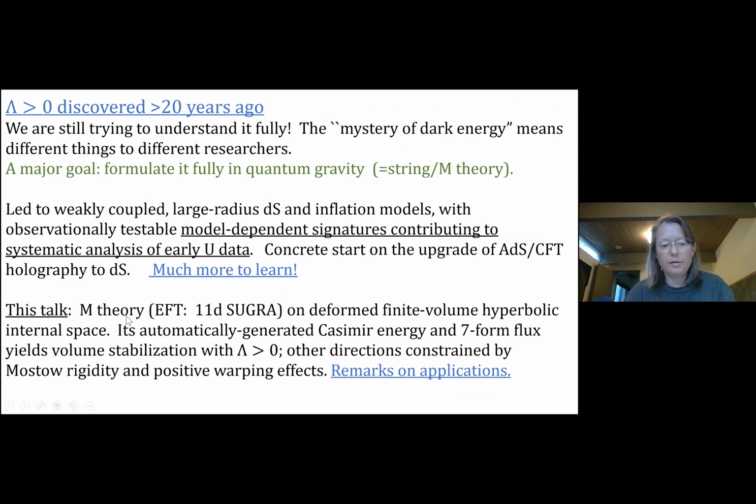In this talk, I'll specialize to a particular class of compactifications, which have some nice properties. So this will start from M theory, or at low energies, the 11-dimensional supergravity limit of string M theory. And we'll compactify on a finite volume hyperbolic internal space. It'll be dressed with warp and conformal factor variations, so I'll say deformed. This automatically generates an interesting scale of Casimir energy, and adding one stress energy ingredient by hand, 7-form flux, yields an immediate volume stabilization mechanism with positive cosmological constant.